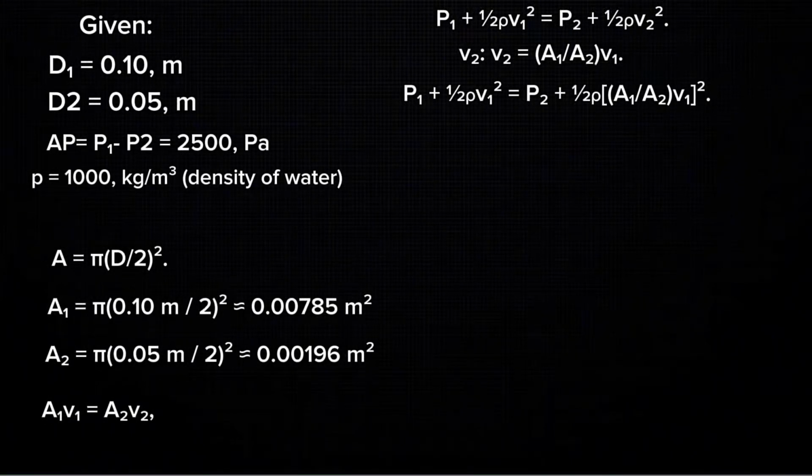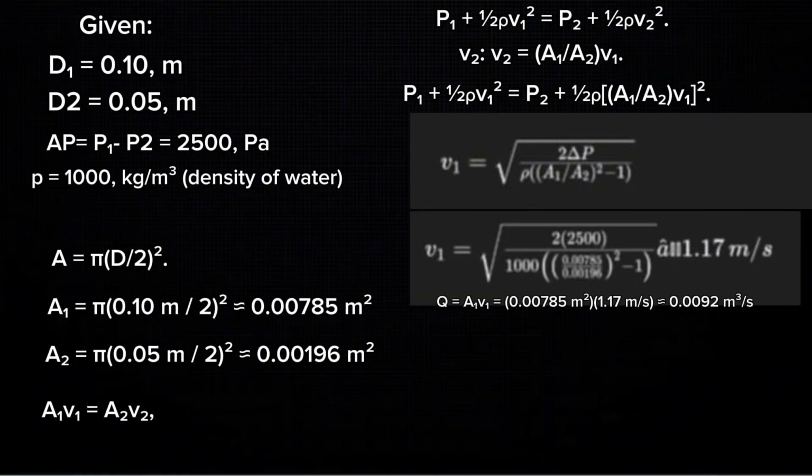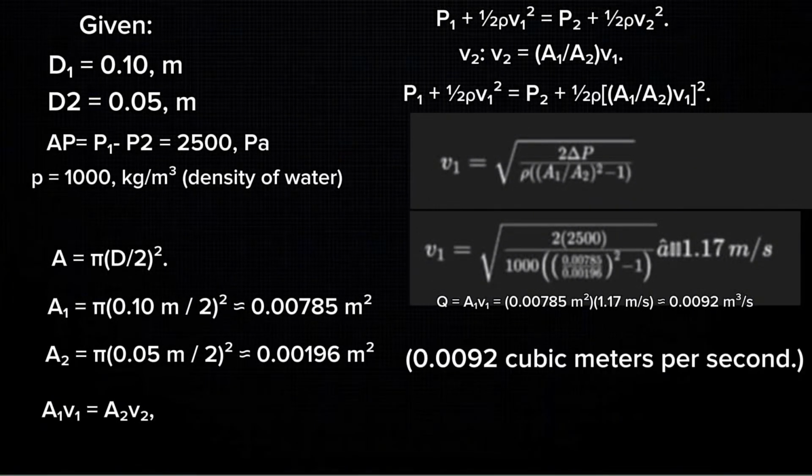After some algebraic manipulation, we arrive at an equation for V1. Now, we substitute the known values to calculate V1. Finally, we use the continuity equation and the calculated V1 to find the flow rate. Therefore, the flow rate of water through the pipe is approximately 0.0092 cubic meters per second.